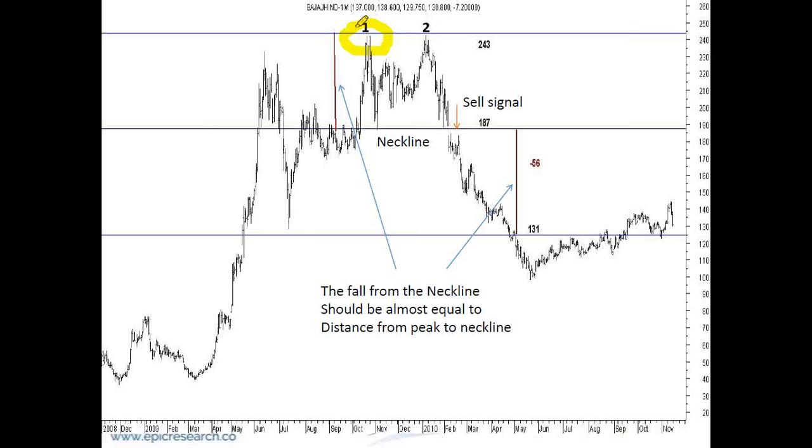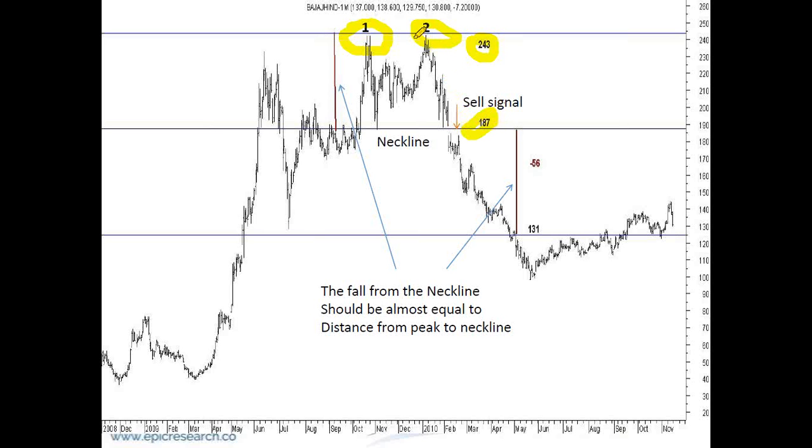This was one top, this is the second top at 243 level. Now here we have seen that the share has formed a double top formation and the stock has retraced from that particular level, the double top formation, and it has broken the neckline formation. Now it has broken the neckline at 187.